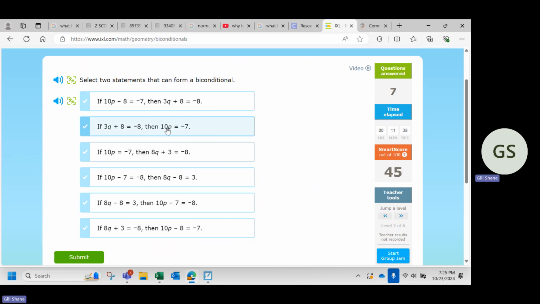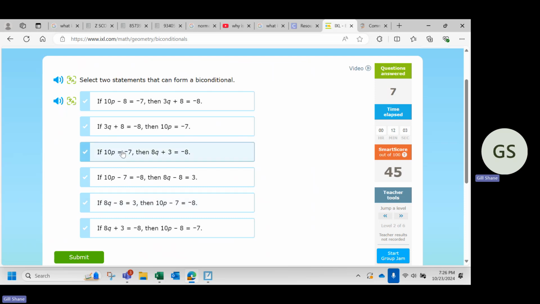So 10p equals negative 7 needs to be at the front because I'm writing the converse. Well, here's 10p equals negative 7, so this would have to be at the end. Well, that's not 3q, so that's not it. It's got to be the exact same thing. So now I look for 10p equals negative 7. Nope, nope. Okay, so that can't be it. So now I move to the next one.